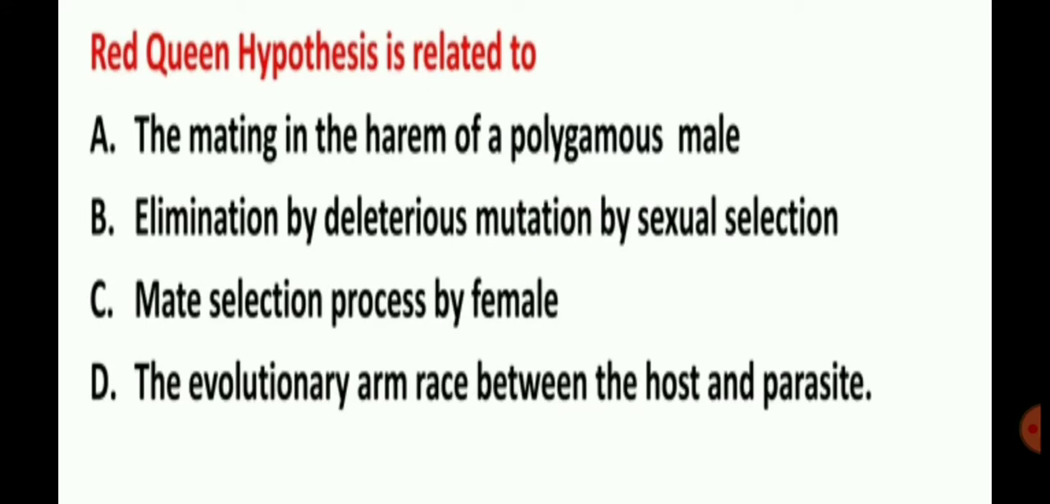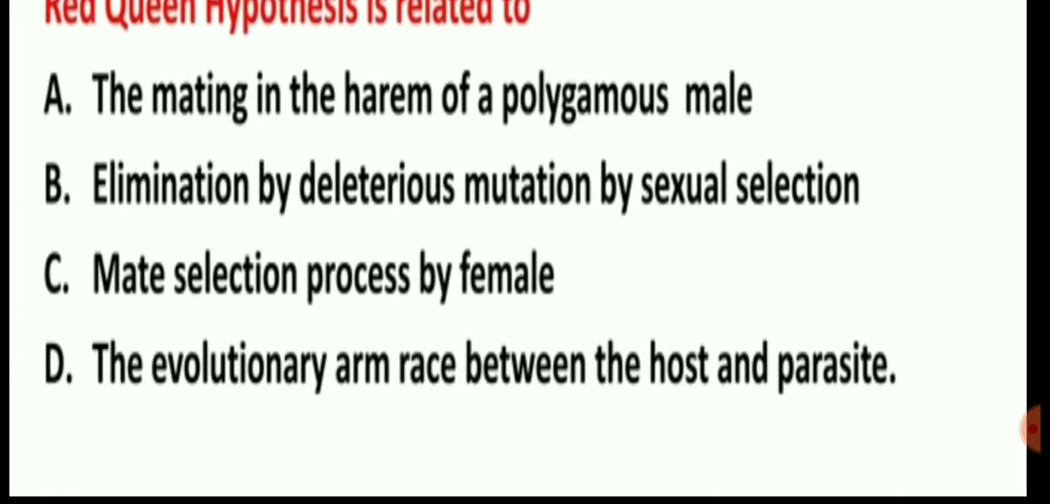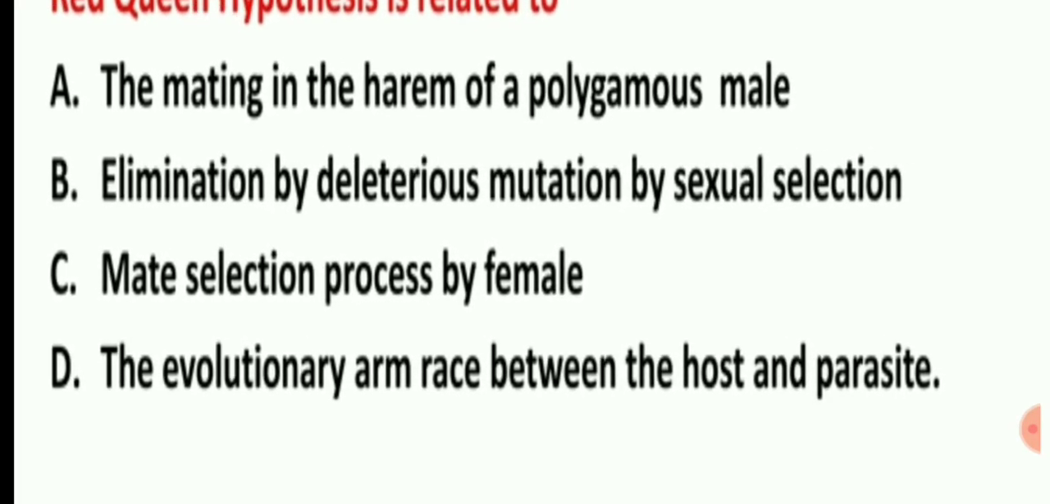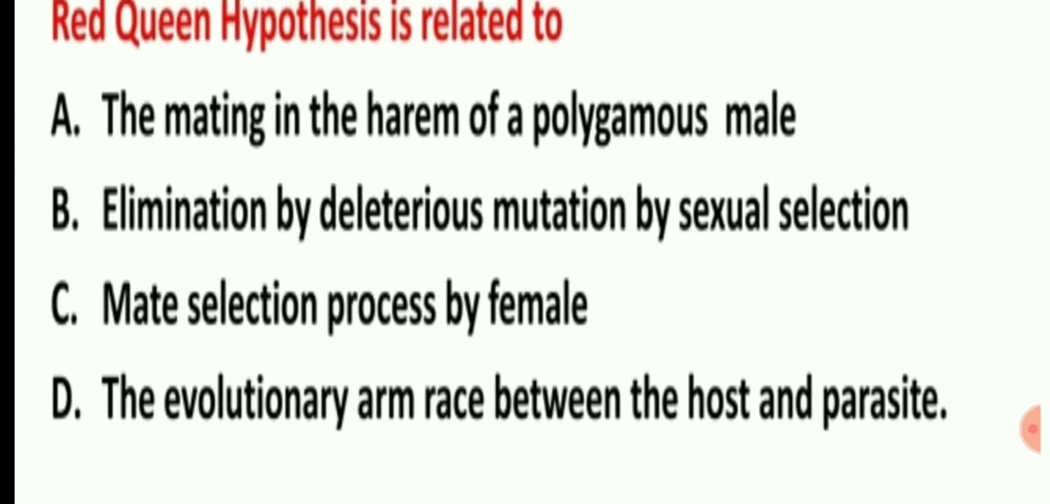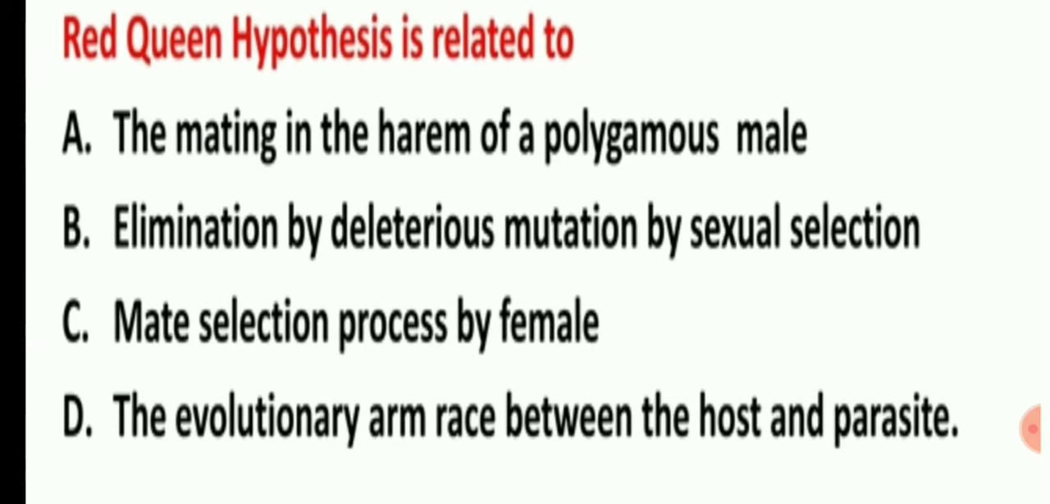Rudkin hypothesis is related to: first option A, mating in harem of polygamous male. B, elimination of deleterious mutation by sexual selection. C, mate selection process by female. D, evolutionary arm race between host and parasite. Which is the correct option? D is the correct option, the evolutionary arm race between host and parasite.